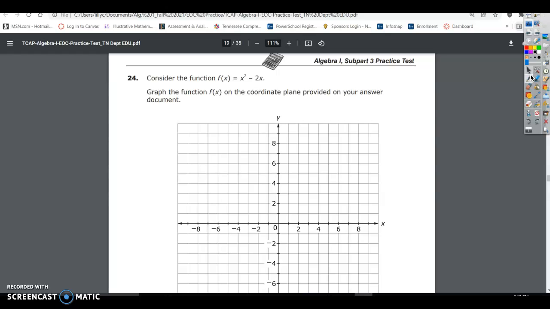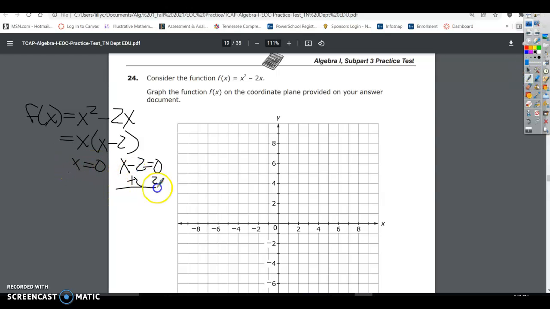Alright, so if we have f of x equals x squared minus 2x, I can rewrite this in factored form. So x times x minus 2. And then I can use the zero product property to say x equals 0 and x minus 2 equals 0. All right, and these will be our two values. So x equals 0, and then if I add 2, x equals 2.